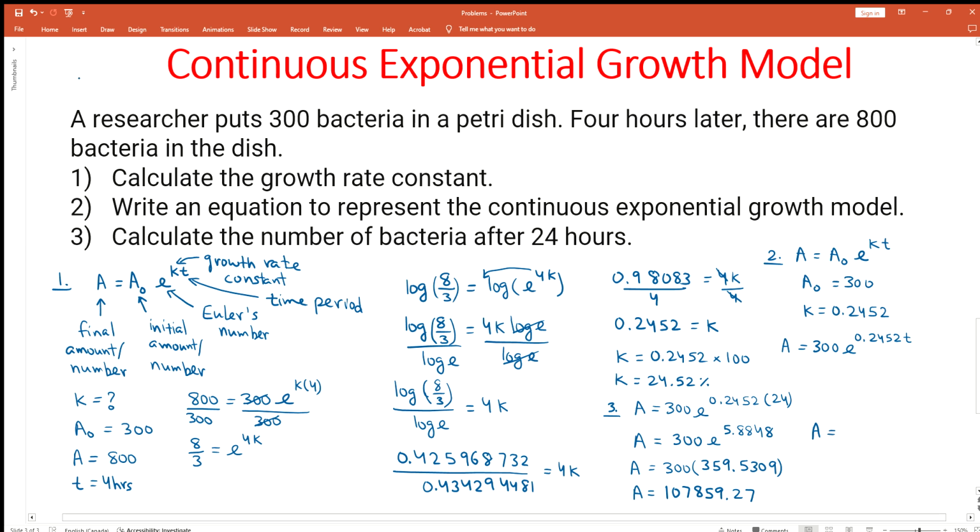The rounding can depend on the given rounding instruction. I will round down in this case. So the number of bacteria should be 107,859 bacteria. This is the number of bacteria after 24 hours. This should be the final answer for part 3. So these are the steps you have to keep in mind to solve this problem.